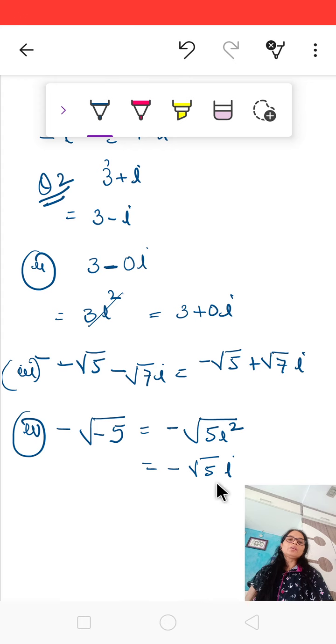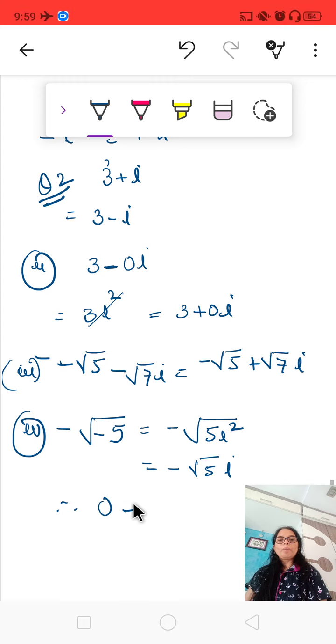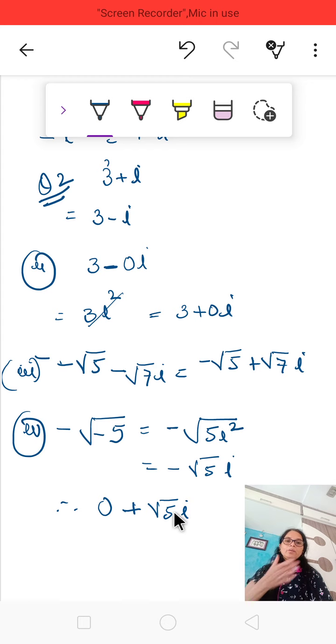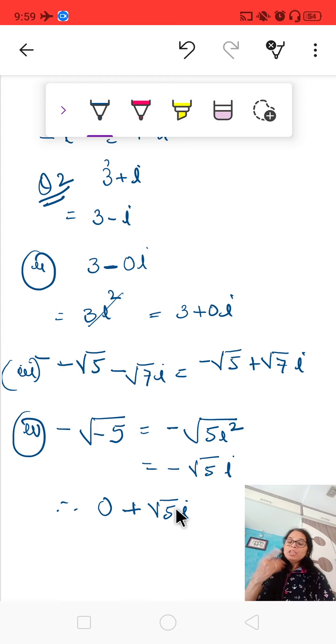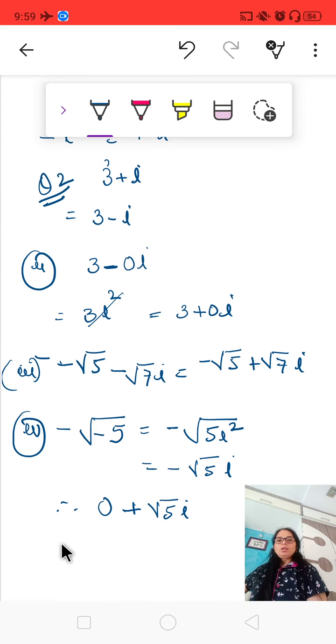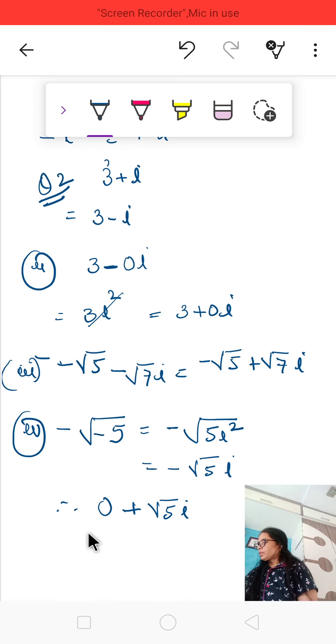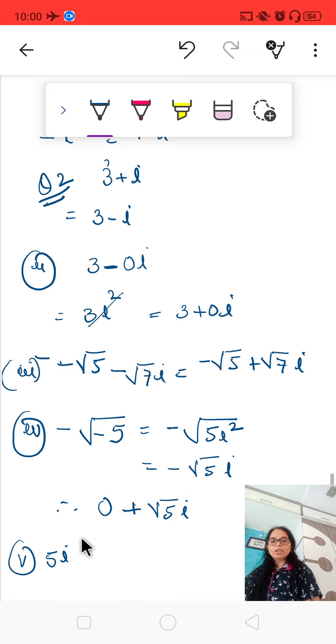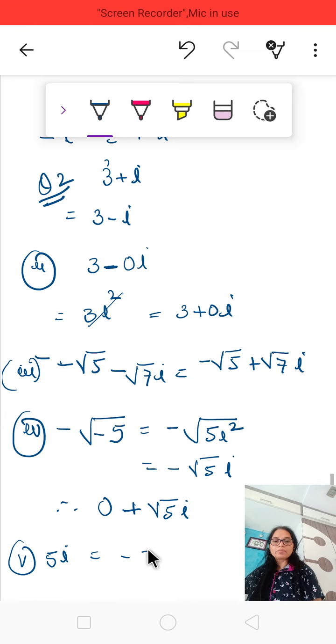Now I have to write the conjugate of this one. So what is the conjugate of this one? 0 plus root 5i, because what we have to do? We have to change the sign of the imaginary number. So root 5 is an imaginary number, so I am going to change the sign of the imaginary number. Okay, now come to the fifth sum. 5i, it will be minus 5i.